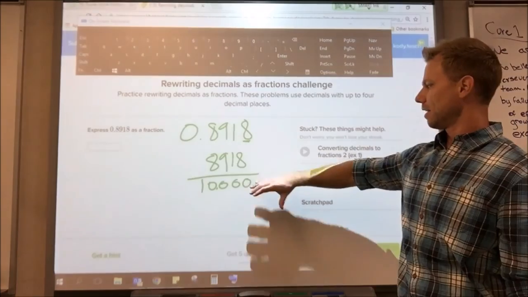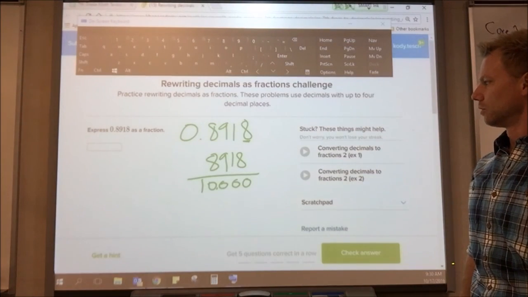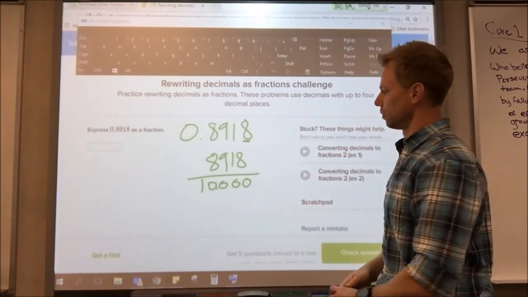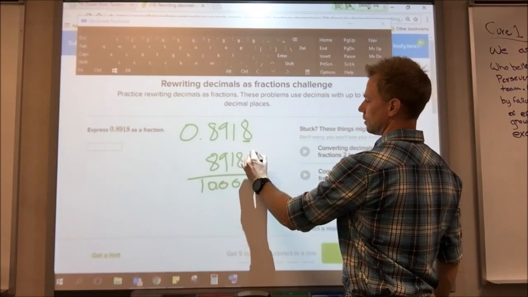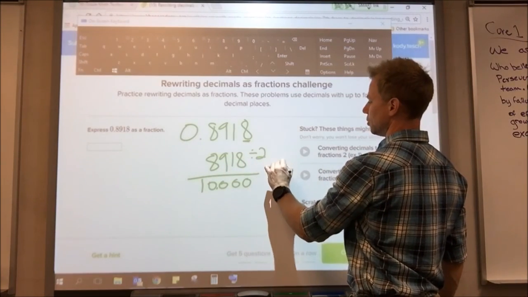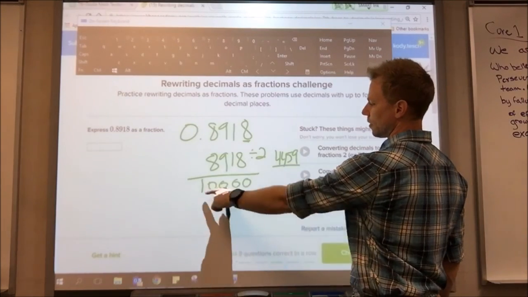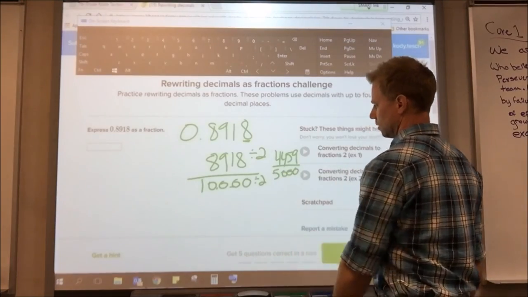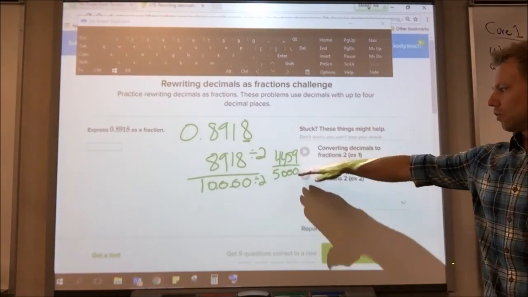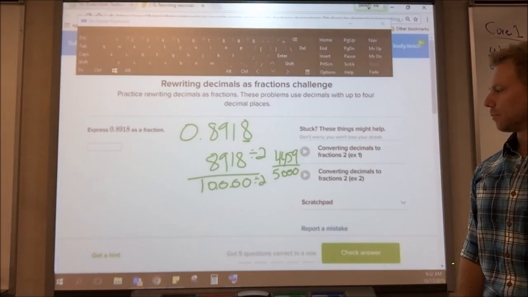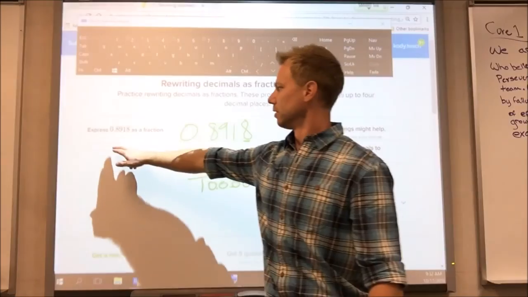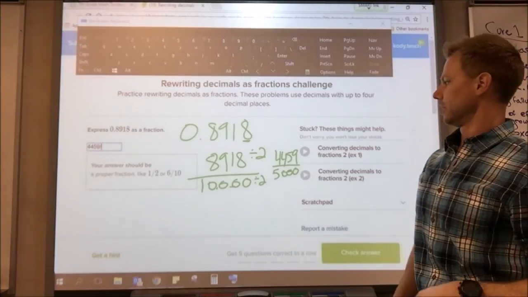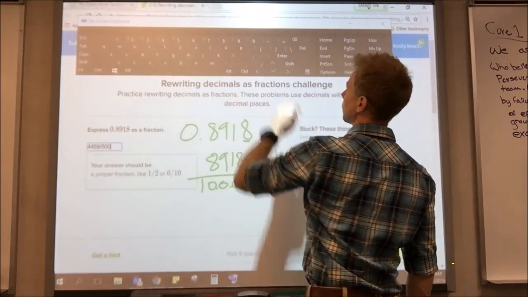All right. Then we need to reduce that. So what goes into 8,918? It looks like 2 goes into both of those because they're both even. So if I divide 8,918 by 2, I get 4459. And if I divide 10,000 by 2, I get 5,000. Now this is an odd number. There are no other factors in common between those two numbers, so that's all we would have. It's a big, ugly fraction, but sometimes it turns out that way, which is okay.